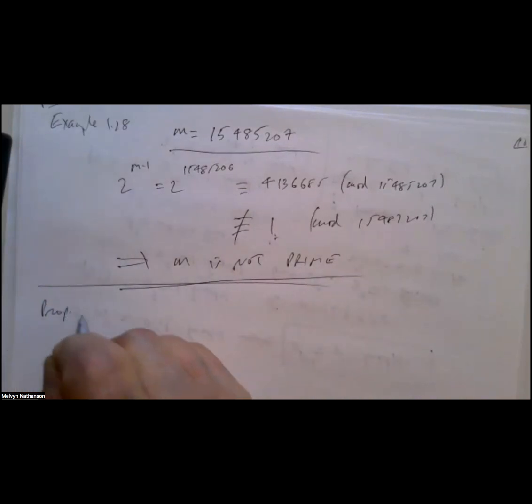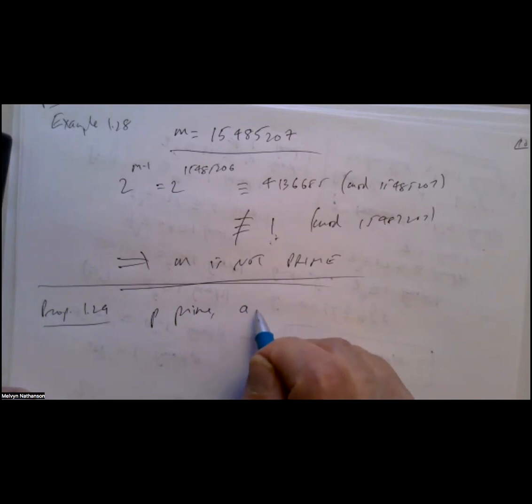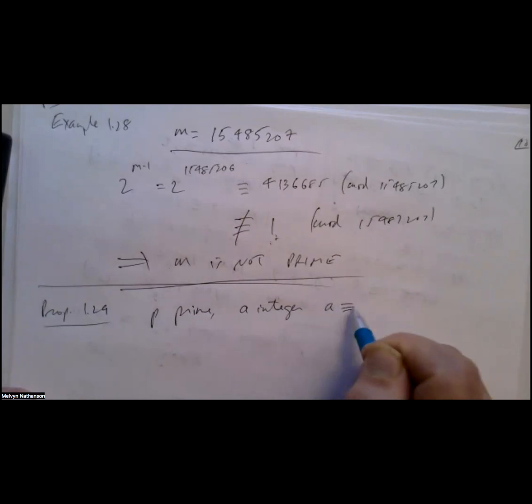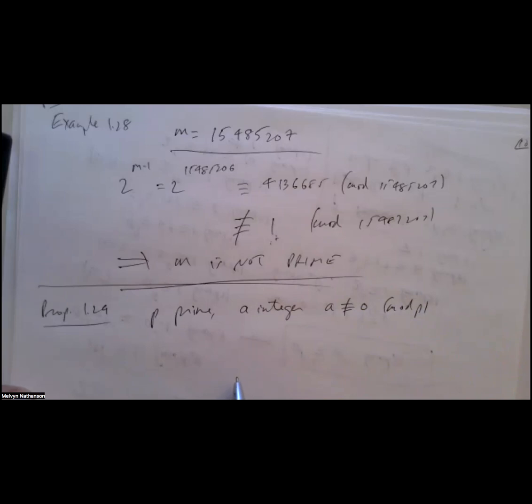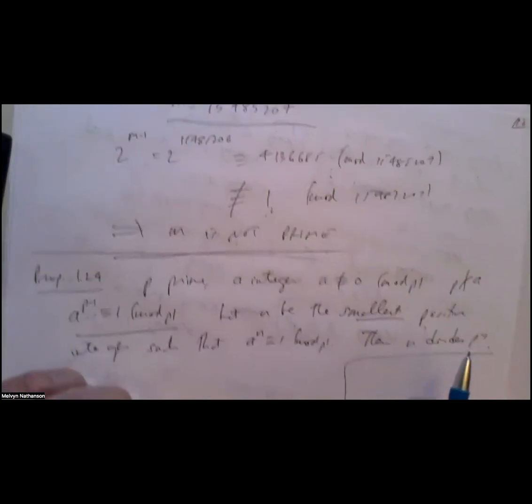This is also something you would have seen in an algebra class perhaps, but this is proposition 1.29 in our text. We have a prime number p, and a, an integer not divisible by p. So a is not congruent to 0 mod p. That's another way of saying that p does not divide a. So we know that a to the p minus 1 is congruent to 1 mod p. Let n be the smallest positive integer such that a to the n is congruent to 1 mod p, then n divides p minus 1. So we just saw an example of that.